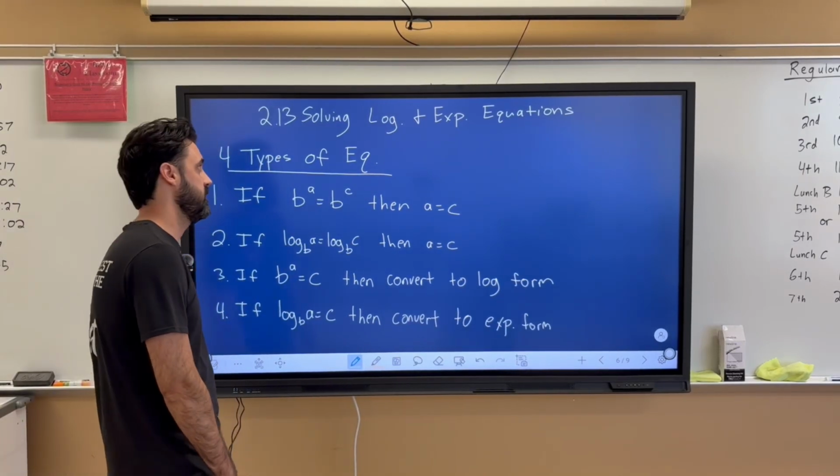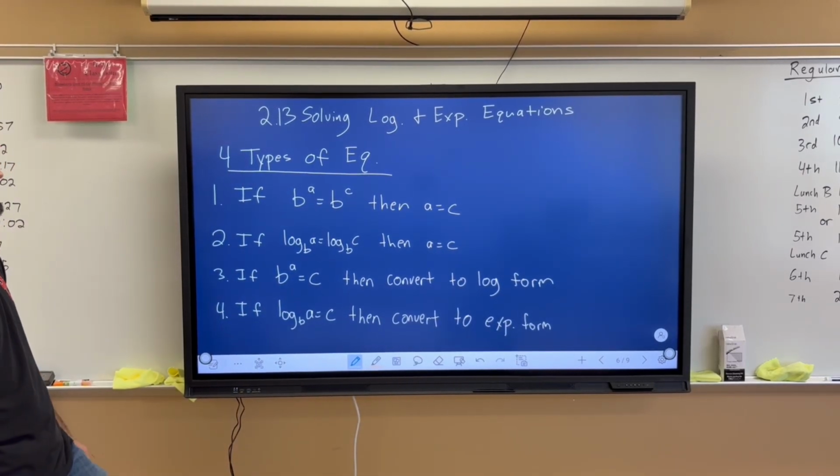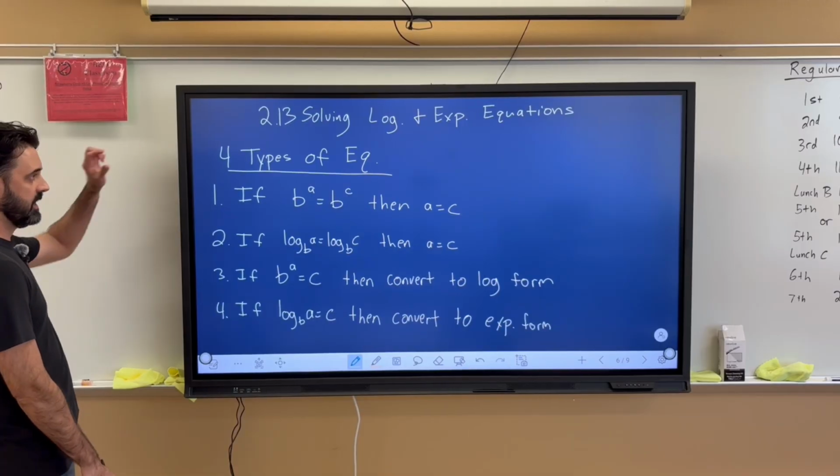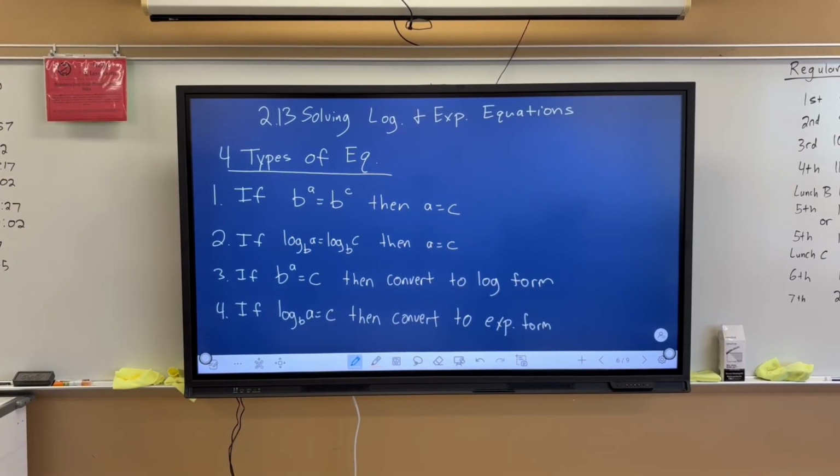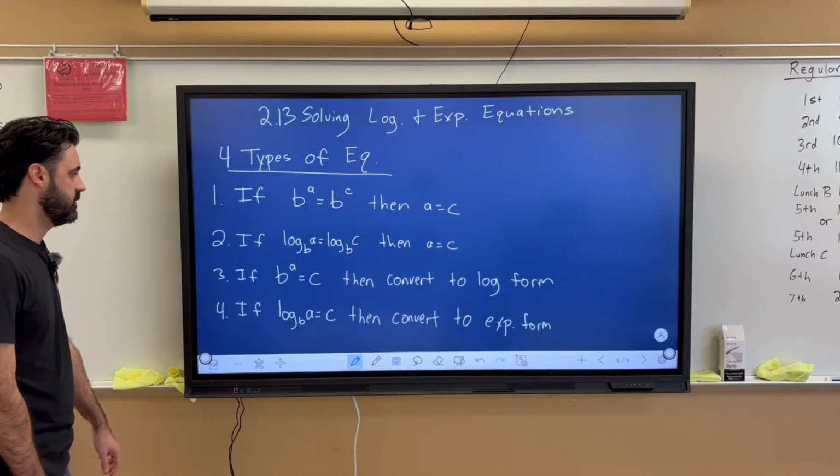All right, guys, section 2.13, solving log and exponential equations. We're going to be taking a look at 4 types of equations in this video. Obviously, you're going to want to add this right here to your notes. But let's briefly talk about these before we get into our examples.